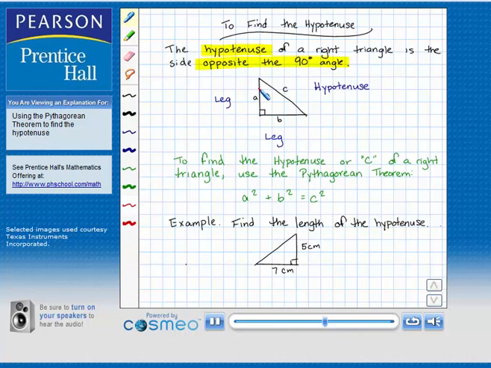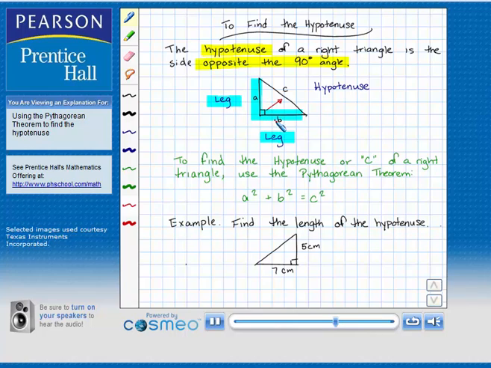We can take a look at our example right triangle, and we see that our right angle is right here, and the side directly opposite is called our hypotenuse. We also label our hypotenuse as side C. In addition to having a hypotenuse, a right triangle also has two legs, which are the sides that make up our right angle. We're going to call our legs side A and side B, and our hypotenuse side C.